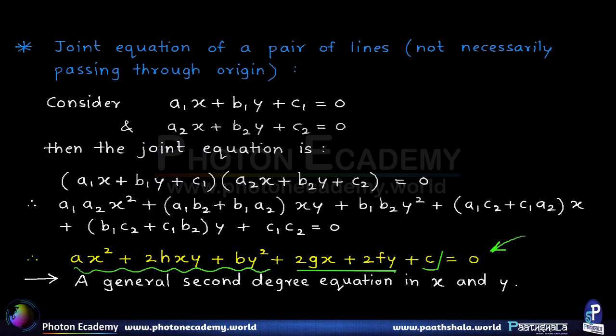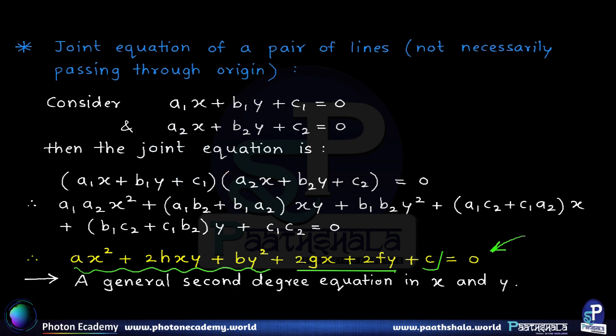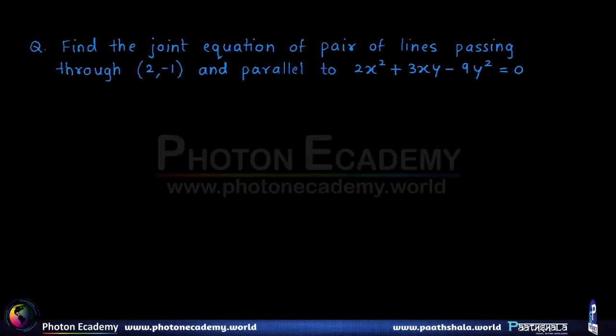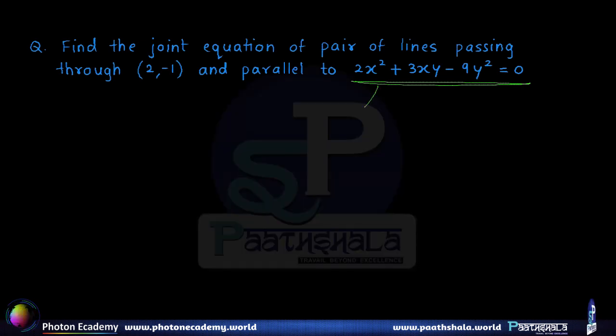Now let us solve one example related with this general equation of any pair. Find the joint equation of pair of lines passing through the point (2, -1) and parallel to 2x square plus 3xy minus 9y square equal to 0. So by the wording parallel to this, it means that the equation given represents a pair of lines through origin. So we want two other lines which are parallel to the lines in this given pair, and they also must pass through the point (2, -1).